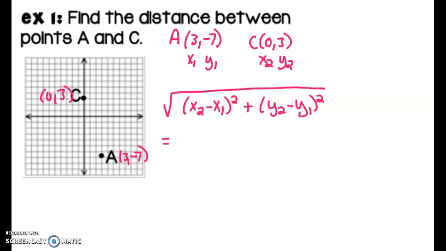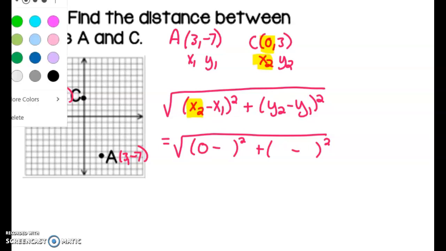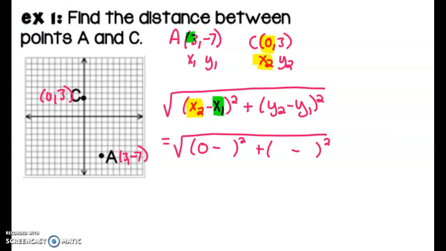All right, so let's start plugging some numbers in. So I'm going to go ahead and fill in all the pluses and minuses, parentheses. And I'm going to use the highlighter. I'd encourage you to also so that we can see, okay, there's x2, and x2 is 0. So that's where we're going to go ahead and put 0. And so then I'm going to switch colors real quick. And minus x1, and here's x1, which is 3. So 0 minus 3.